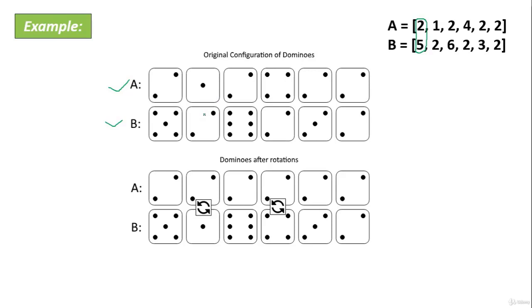Here if we do a rotation between 1 and 2 and right here between 4 and 2, then the values of array A are all the same, and that is 2. To get that, we have to do 2 rotations. So for this given array, we have to return 2, because we have to make 2 rotations so that the values of array A are the same and the value is 2. So for these two arrays A and B, we have to return 2.